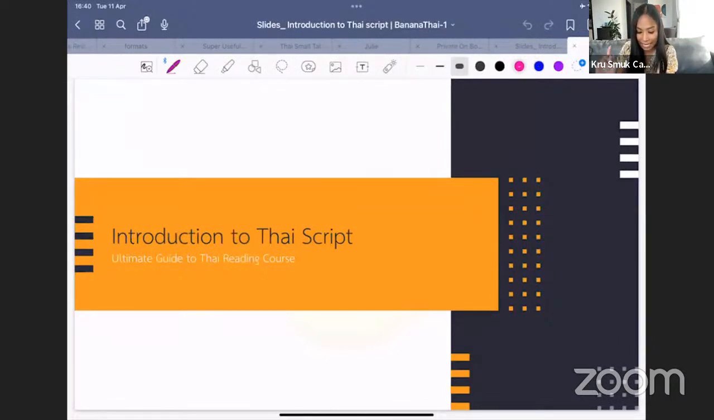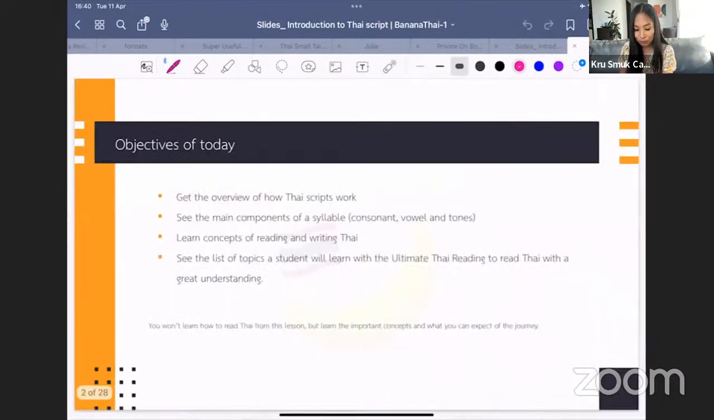So let's get started with the introduction to Thai script. Here you go. You will see the overview of how Thai script works, and see the main components of a syllable. All of these components are the main topics that you have to master to read Thai. Learn the concept of reading and writing, basic concepts though. I'm not here to make you read Thai, but I'm here to help you get started with these and have a clear goal and path. And lastly, of course, see the list of topics that you will need to learn later.